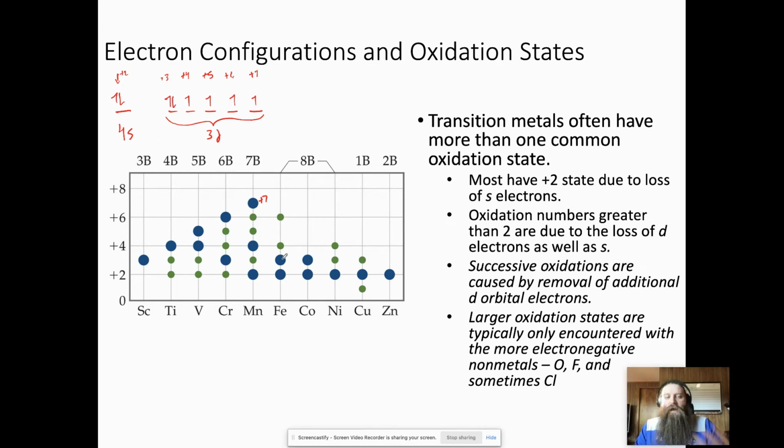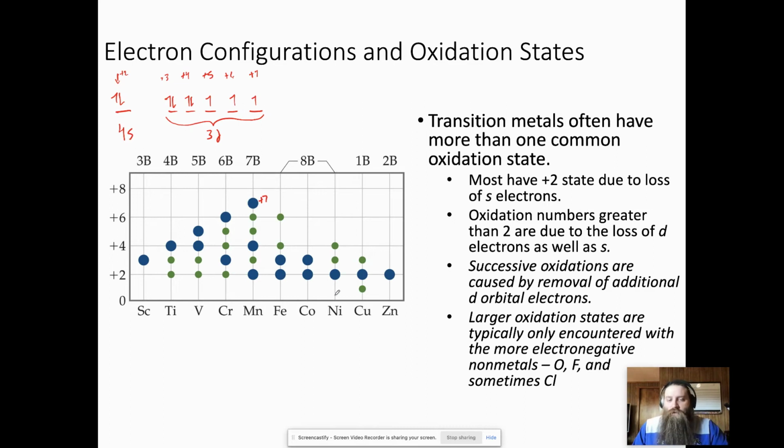And when you have paired electrons, they actually don't want to be lost, right? That's harder for them to lose. And so iron doesn't get to +7, it gets to +6. Cobalt actually drops all the way down and will only go to +3. Okay, so it'll only end up losing one of those.